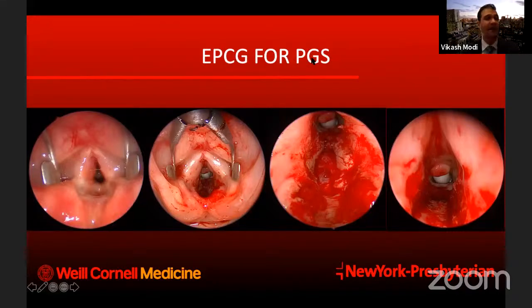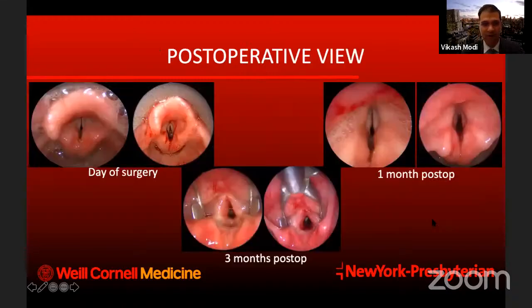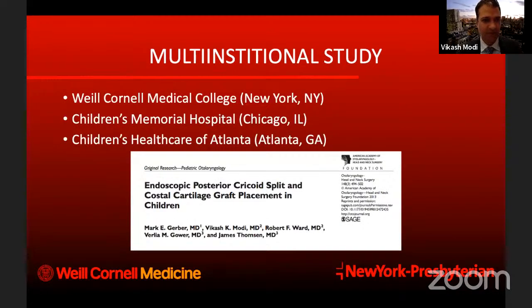We can also do an endoscopic posterior graft for posterior glottic stenosis. So here's a child with posterior glottic stenosis. We divided it endoscopically. We left the majority of the perichondrium intact, inserted the graft. This is the day of surgery, before and after graft. This is 1 month post-op, before surgery, after surgery, and this is 3 months post-op. This is before surgery. This is 3 months after surgery. And notice their posterior glottic stenosis is now sitting quite well. We did publish our study in the White Journal, and you can look it up.